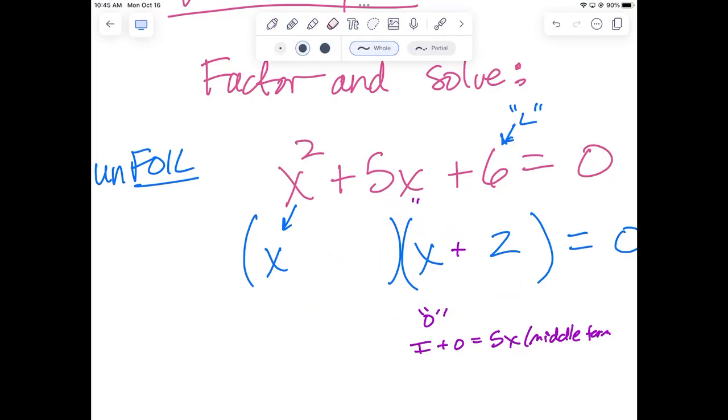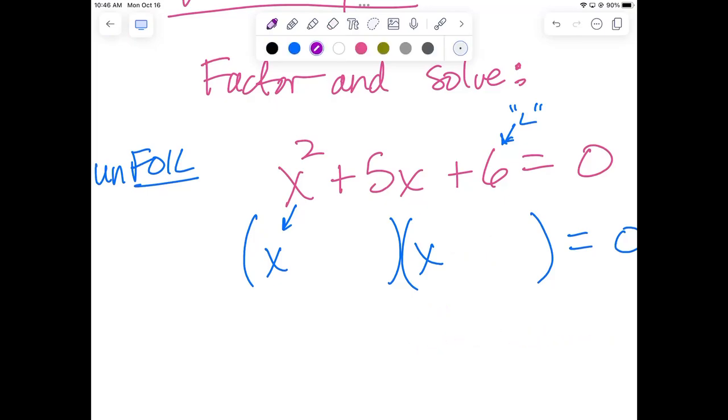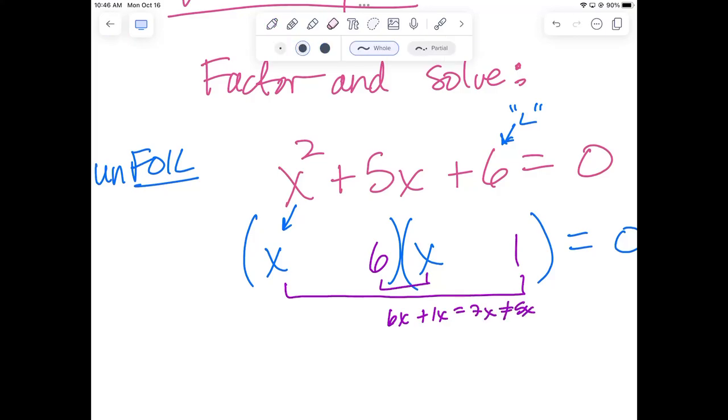But let's see if another possibility could have worked. Could I have chosen a 6 and a 1? Let's see why it doesn't work. Yeah, I could have, right? Because what's 6 times 1? 6. So I got the last part right. But let's see if the inner and outer give us 5. 6 times x is 6x. What's 1 times x? 1x. I'm adding them, not subtracting them, correct? So 6x plus 1x would be 7x, which is not 5x. So that wouldn't work, okay? So factoring is sometimes a little bit of trial and error.